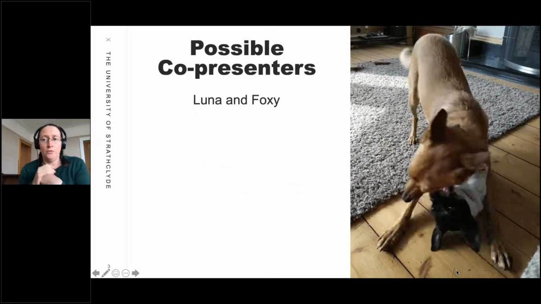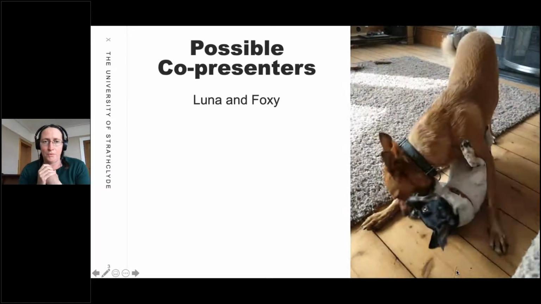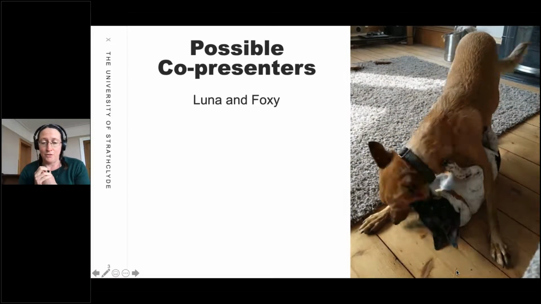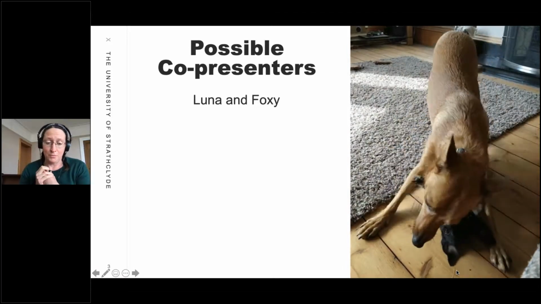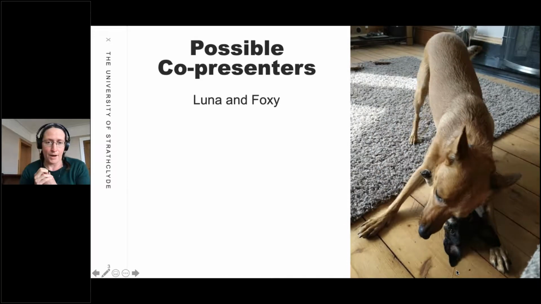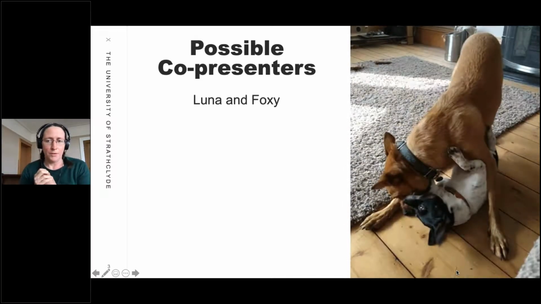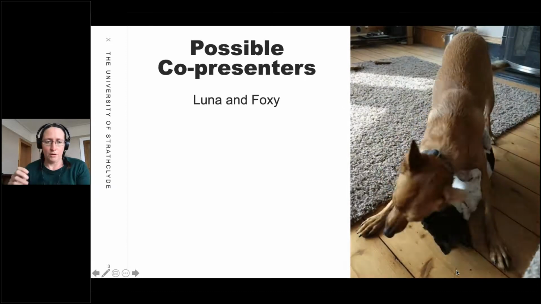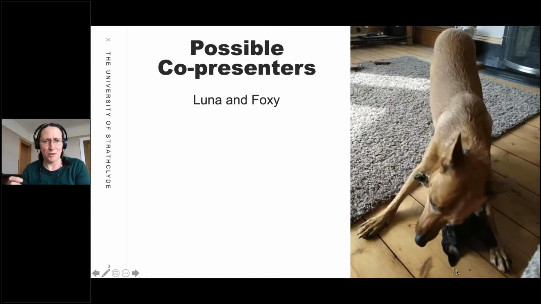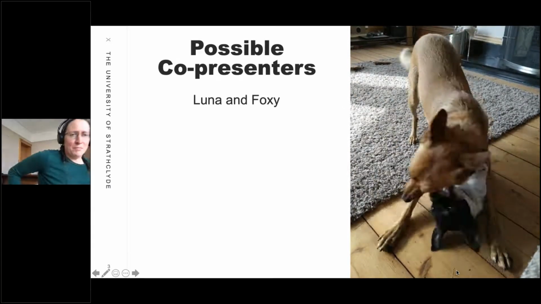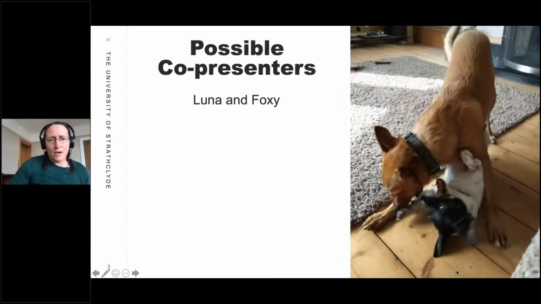I would also like to introduce my potential co-presenters. I was very grateful to see that dogs are welcome as part of the conference welcome pack. Luna and Foxy might join us. At the moment, they're both sleeping, but that could change in any moment. I don't think I'll apologize for that because it might be a nice break for everybody.